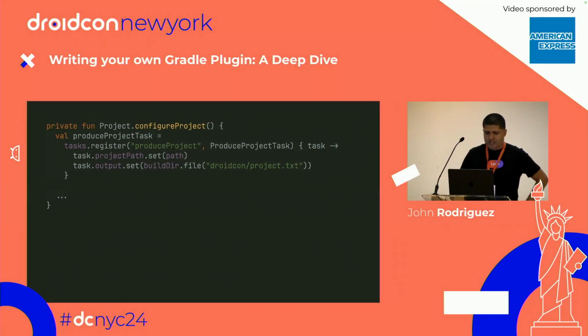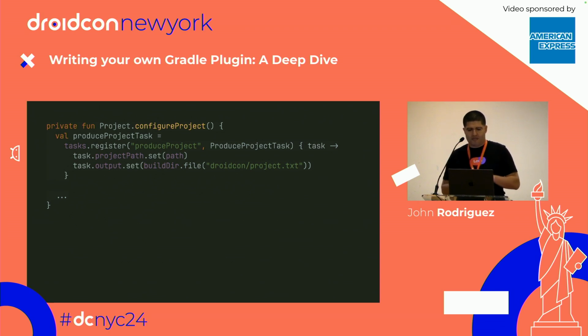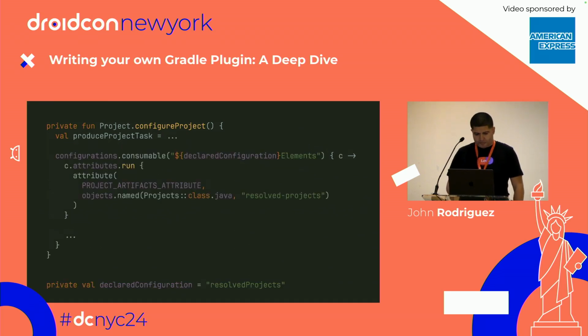So configuring the project looks something like this. This is, again, the producing task. I am the producing project. I am going to write my path into basically the property of this task, and I'm going to send my output path to this. Now this is where it starts to get a little hairy.